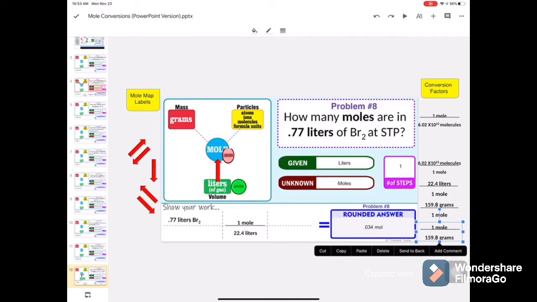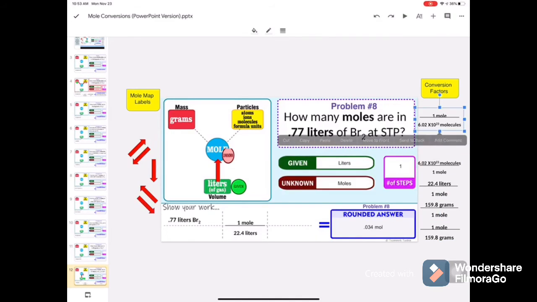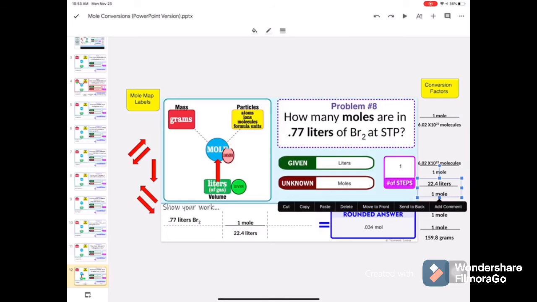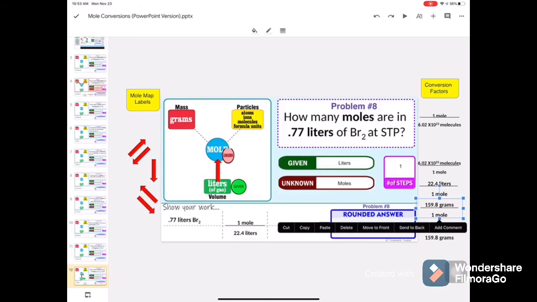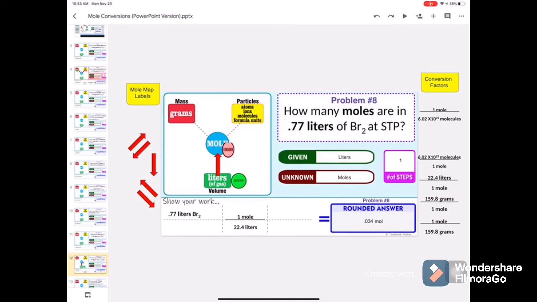So while these are set and never change, Avogadro's is always that number compared to a mole, and my volume is always 22.4 liters compared to a mole, molar mass has to be calculated on the periodic table for every different substance. So I love that they calculate that out for you. All you do is drag the correct one and then do the math. This was easy, 0.77 divided by 22.4.